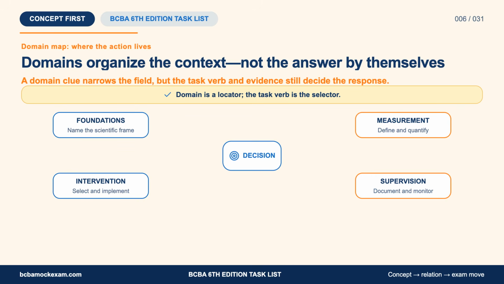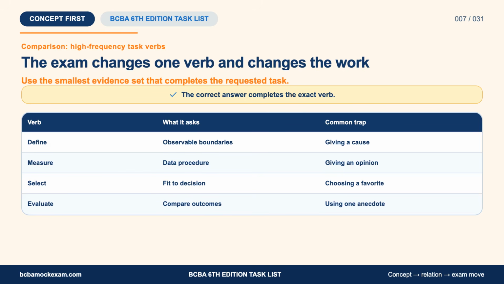Keep this rule in view. Domain is a locator. The task verb is the selector. Use this table to compare the job each term performs, not just the words used to name it. The exam changes one verb and changes the work. Use the smallest evidence set that completes the requested task.